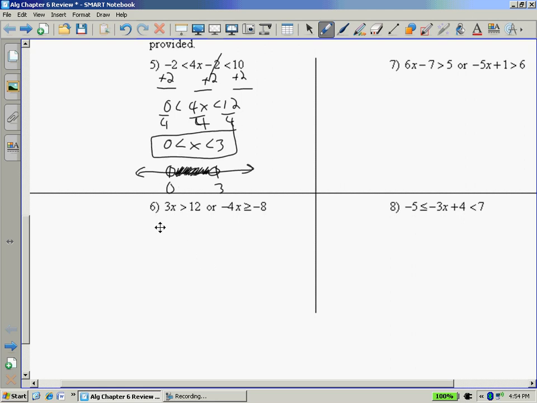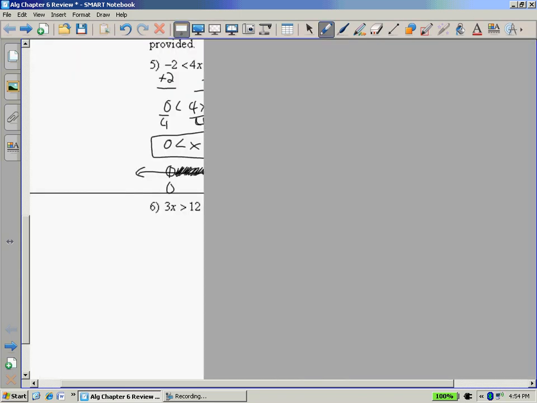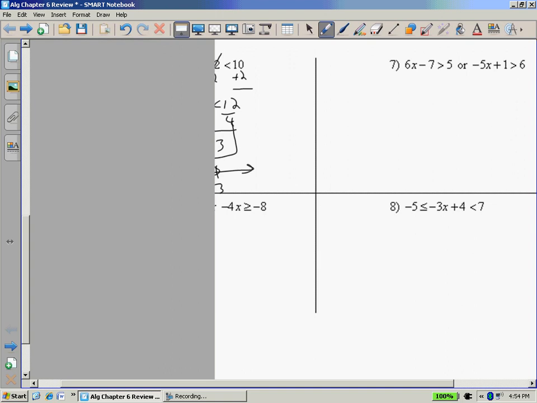In number 6, we have an or statement. So I'm literally going to ignore the second part here. I'm just going to focus on the left-hand side. So we're going to divide by 3. X is greater than 4. And now I focus on the other side. Divide by -4. Whoa, what happens? Got to switch the inequality symbol because we divided by negative. So we have x is less than or equal to 2.